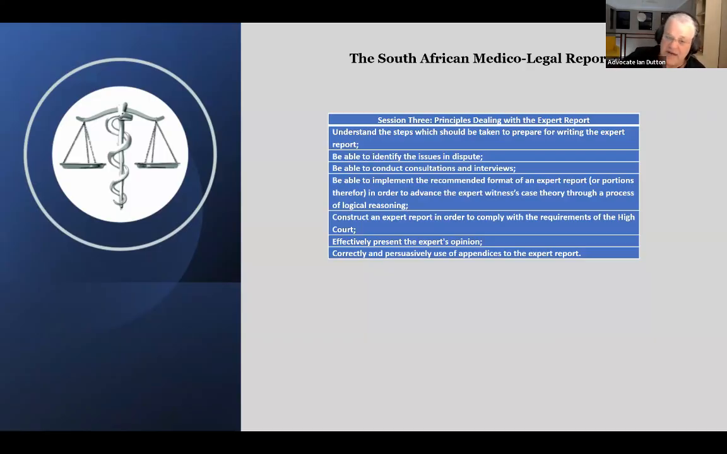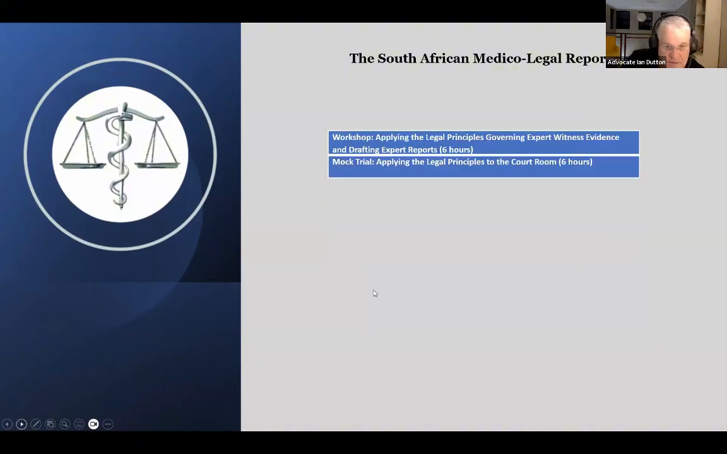I think I've given a background to that, but that is how do you actually present your opinion and what makes it compelling for the court. And then how to correctly and persuasively use appendixes, whatever you want to say, to the expert report.